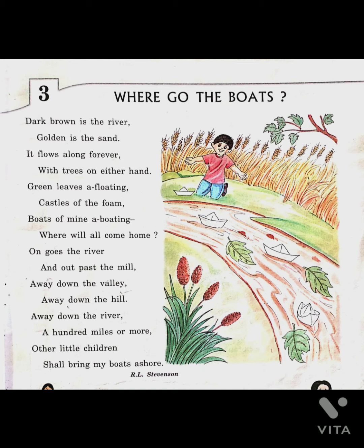Children, I will recite the poem for you. Dark brown is the river, golden is the sand. It flows along forever with trees on either hand. Green leaves are floating, castles of the foam, boats of mine a-boating, where will all come home? On goes the river and out past the mill, away down the valley, away down the hill, away down the river, 100 miles or more, other little children shall bring my boats ashore.